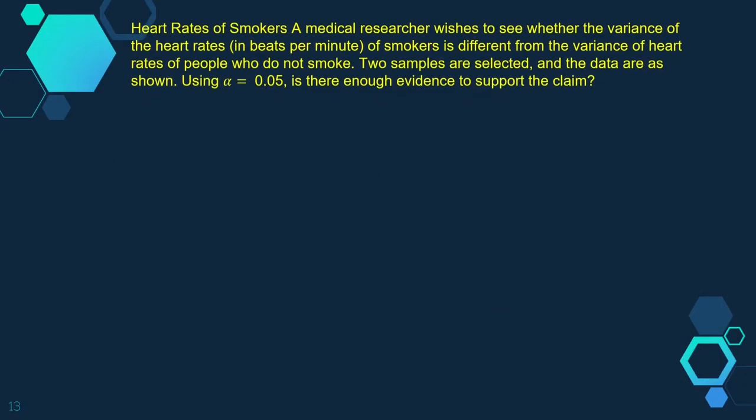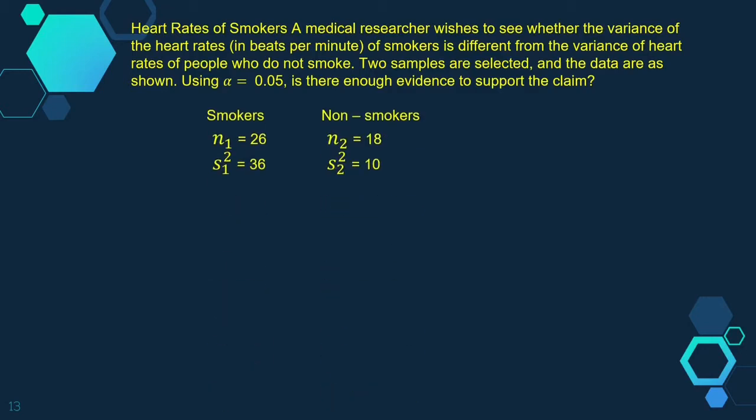To understand further, here is another example, 9-14. Heart rates of smokers. A medical researcher wishes to see whether the variance of the heart rates in beats per minute of smokers is different from the variance of heart rates of people who do not smoke. Two samples are selected, and the data are as shown, using alpha is equal to 0.05. Is there enough evidence to support the claim?